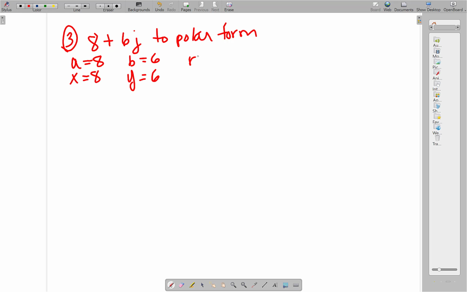So we know that r squared is equal to x squared plus y squared, or a squared plus b squared. It's the Pythagorean theorem. Either one is fine. So we have r squared equals 8 squared plus 6 squared, which equals 100. If r squared equals 100, then r equals 10. So we found our first part.